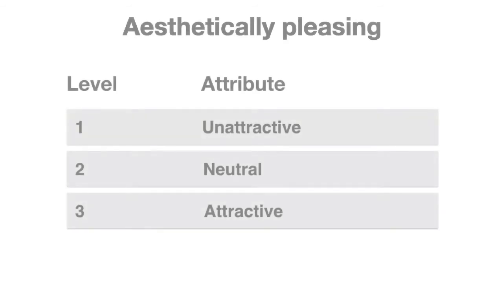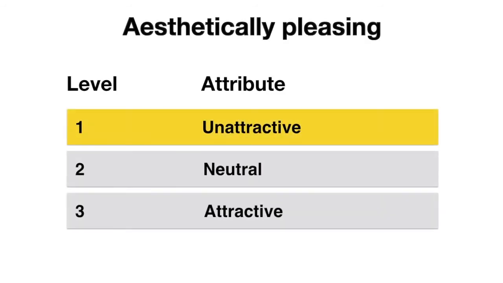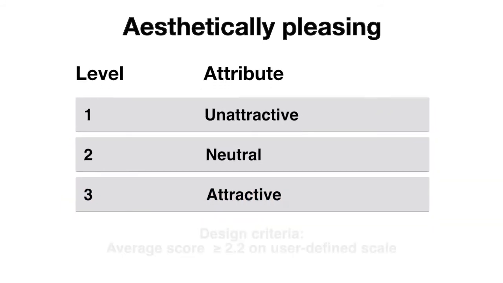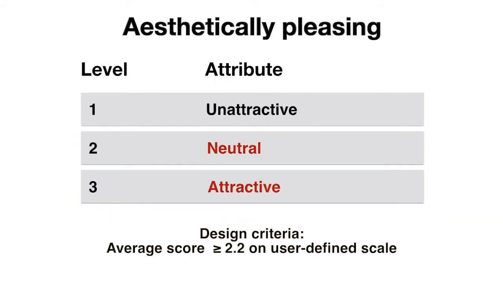The second design objective that was difficult to quantify was aesthetically pleasing. Aesthetically pleasing also lends itself to a user-defined scale. Here we'll select a 3-point scale, with 1 being unattractive, 2 being neutral, and 3 being attractive. We'll set our design criteria to be greater than or equal to 2.2 on this 1 to 3 scale.